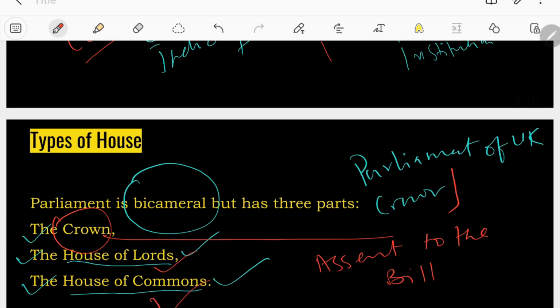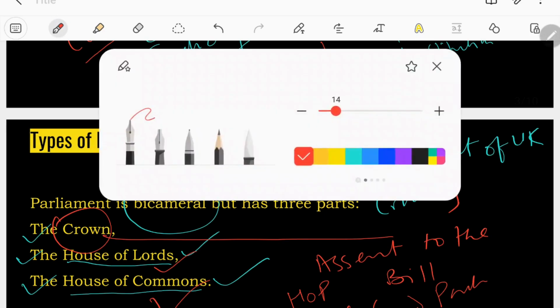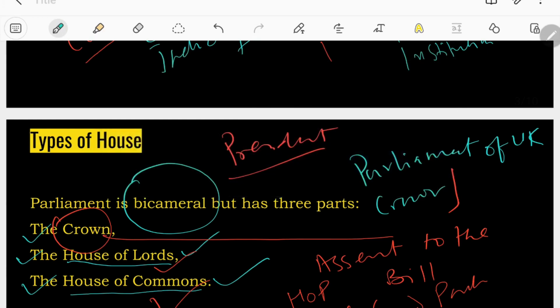A similar kind of practice you also see in India. The President of India is also a part of the Parliament. Apart from the President, in India the House of the People and the Council of States are also a part of the Parliament. So that is the way you can see the Indian Constitution has followed the practices of the United Kingdom in terms of the parliaments. Now let's start the discussion with respect to the houses, that is the House of Lords and the House of Commons here.